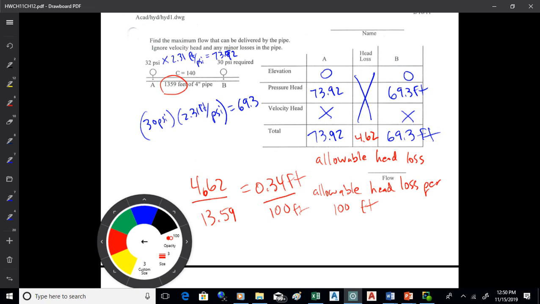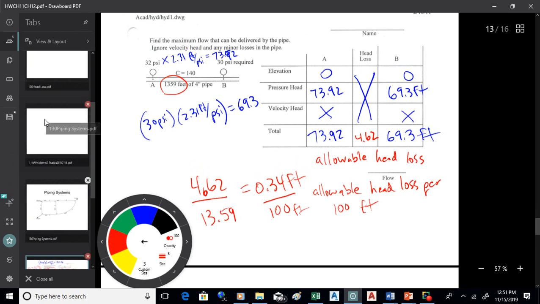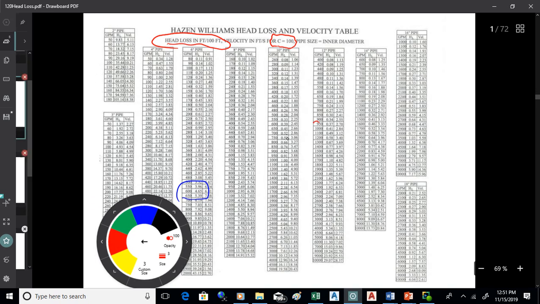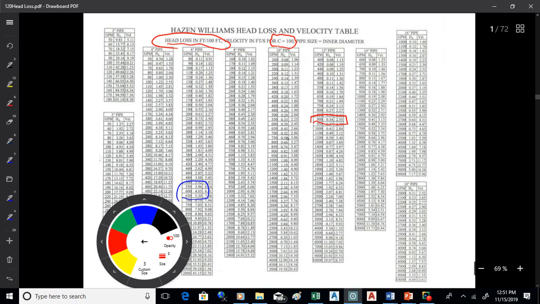All right, now we want to go look on the chart. When we do that, we have 12-inch pipe. So we want to look at 12-inch pipe and an allowable head loss of 0.34, and see how much flow we can get through this. So 12-inch pipe, 0.34 head loss, right here: 900 gallons per minute.